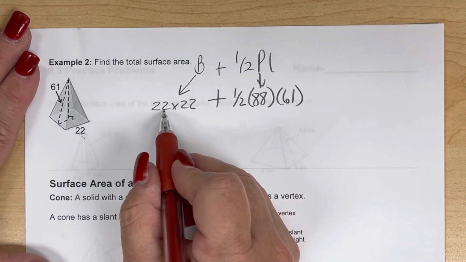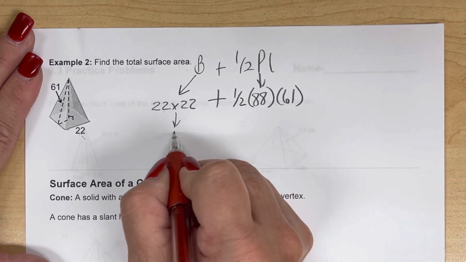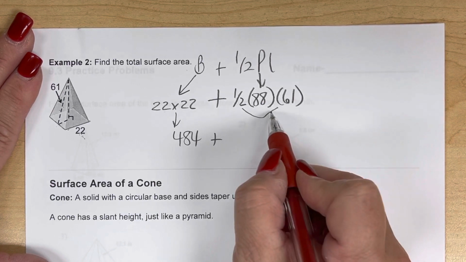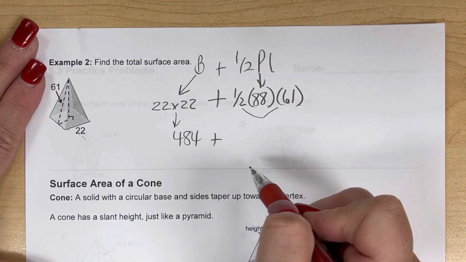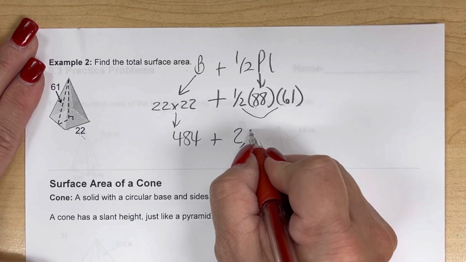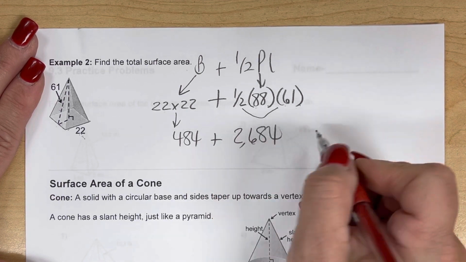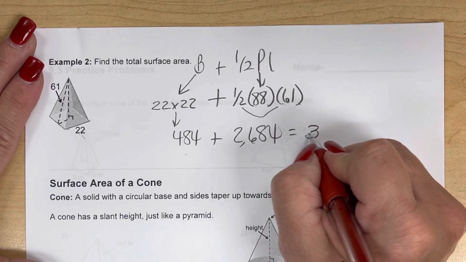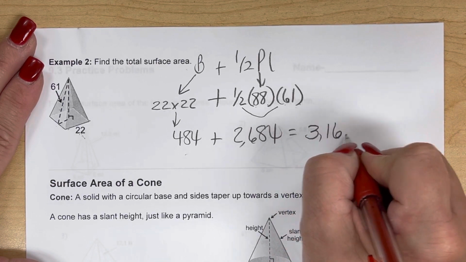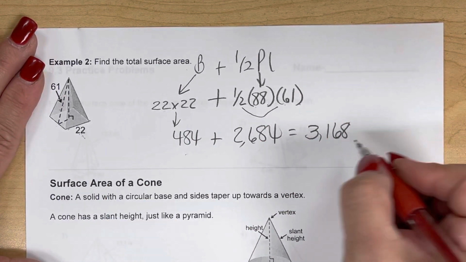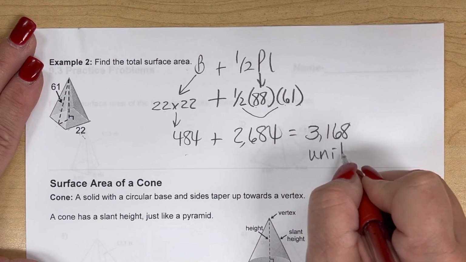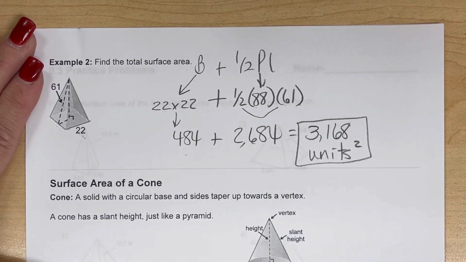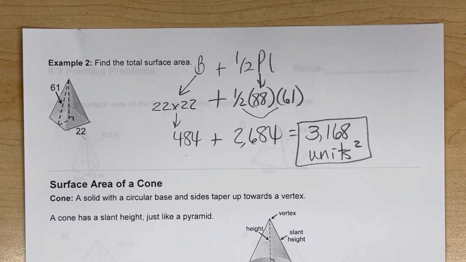So 22 times 22 is 484, plus 1/2 times 88 times 61 is 2,684. Add those two together and you get 3,168. It doesn't tell, so it's square units. Just don't forget to label, because that is required. All right, so that's a pyramid.